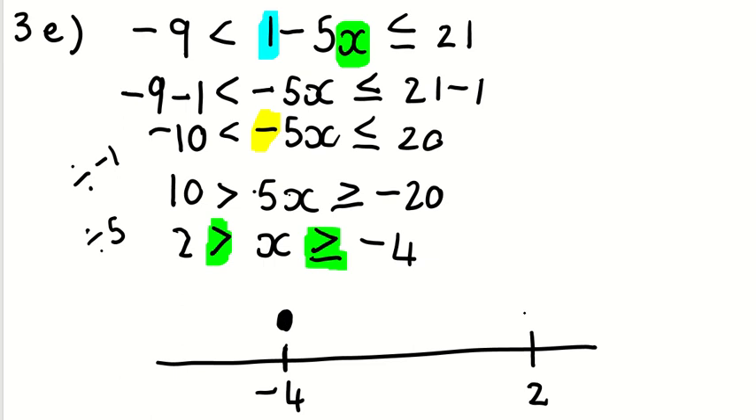Maar dit is nie gelyk aan 2 nie, so die kolletjie aan die 2 se kant gaan nie ingekleur wees nie. En dan verbind ons net die 2 met mekaar, want ergens in daai lyntjie moet x lê.